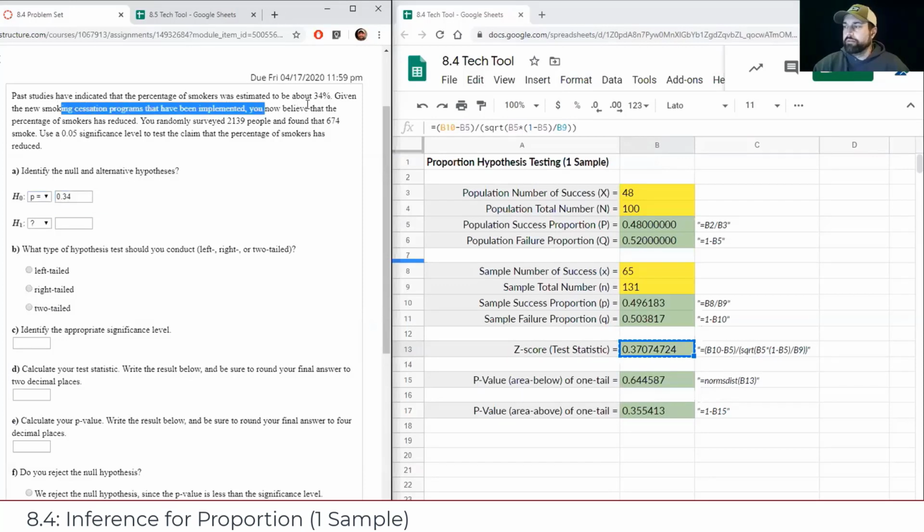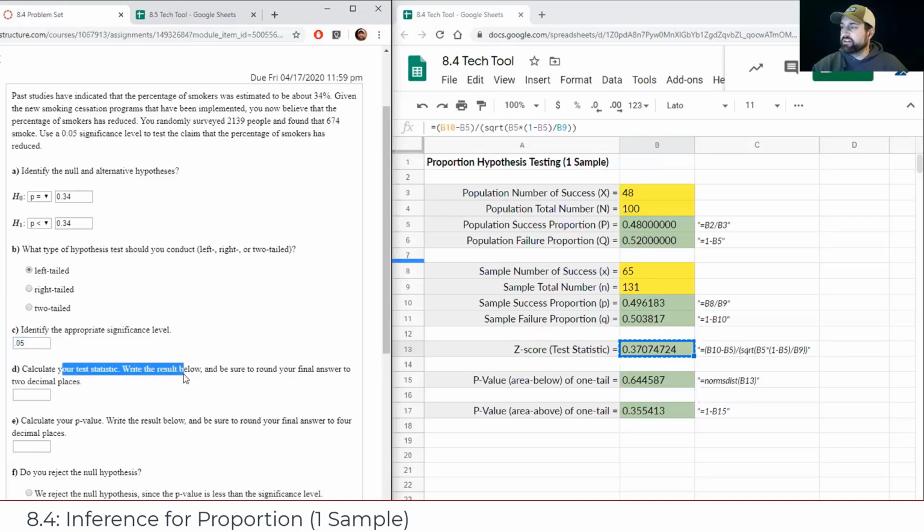Given the new smoking program, you now believe that the percentage of smokers has been reduced. So our alternative hypothesis is going to be that P is less than 0.34. So here's the population, and then this is our alternative hypothesis, less than, because it's been reduced. Because it's less than, that means this is going to be left-tailed, okay? So identify the significance level. I think we're coming in at 0.5% for the significance level right here. So we type that in.